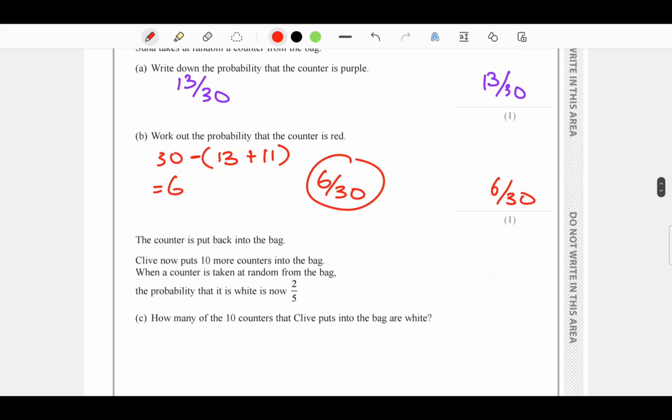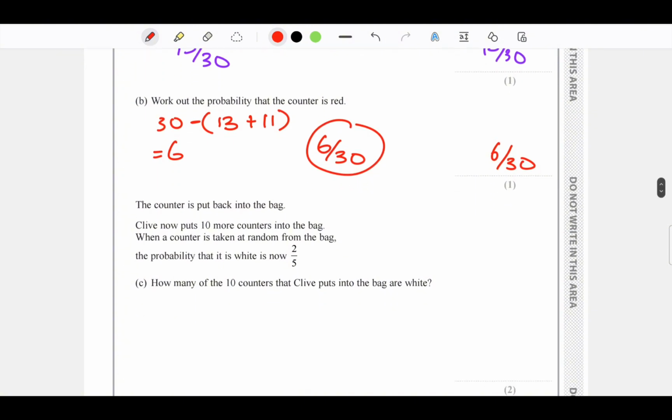So for part C, the counter is put back into the bag. So all the counters go back into the bag. That means it's 30 out of 30. Cliff now puts 10 more counters into the bag. Therefore, it was 30 out of 30. Now it becomes 40 out of 40. When a counter is taken at random from the bag, the probability that it is white is now 2 out of 5. How many of the 10 counters that Cliff put into the bag are white?